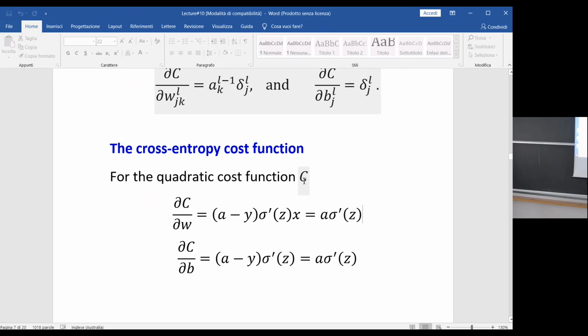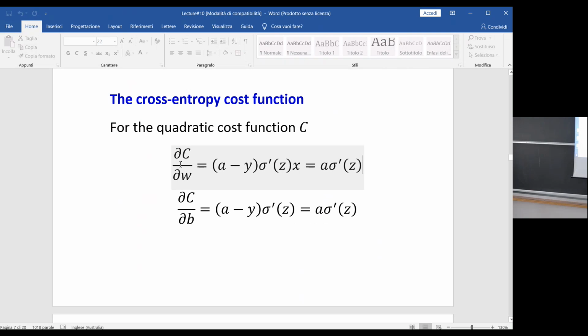The quadratic cost function, unfortunately, has the following property: its gradient with respect to the weight parameter is a, the activation value, multiplied by sigma prime of z. So here enters the derivative of our sigmoidal activation function.